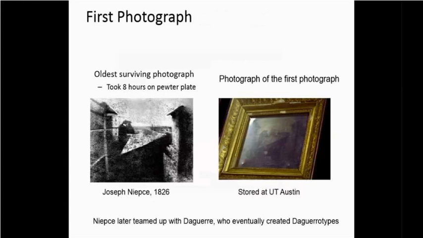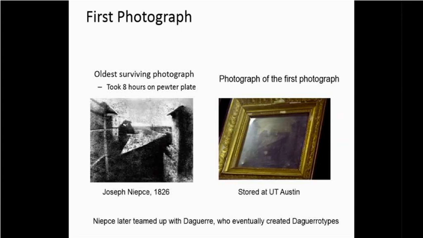So this is the first photograph. The oldest surviving photograph was taken by Joseph Niepce, and it took 8 hours. It's on a pewter plate, a more slowly reactive surface, taken from I think a rooftop. And then later, Niepce teamed up with Daguerre, and they created a more quickly reacting film, which made it possible to photograph people if they held really still for like half an hour.